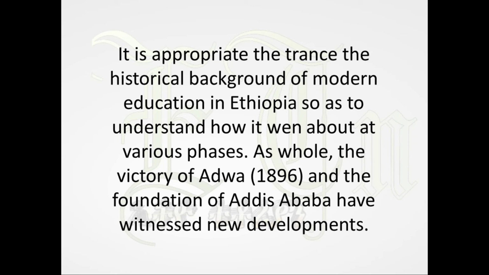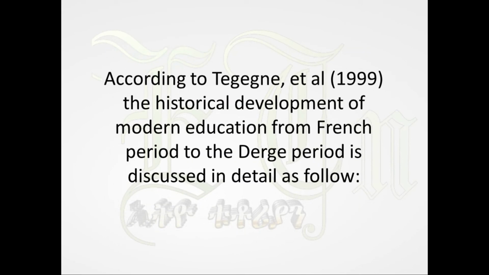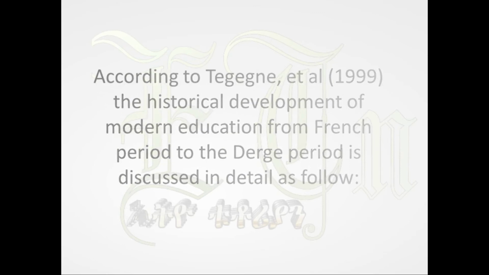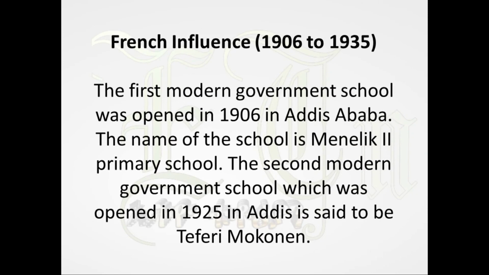The victory of Adwa, 1896, and the foundation of Addis Ababa have witnessed new developments. According to Tuqen et al., 1999–2000, the historical development of modern education from the French period to the Derg period is discussed in detail as follows. French influence, 1906–1935. The first modern government school was opened in 1906 in Addis Ababa.